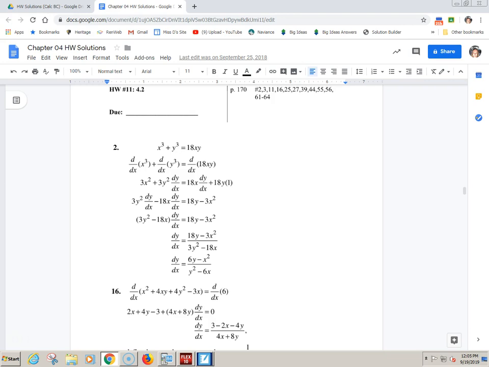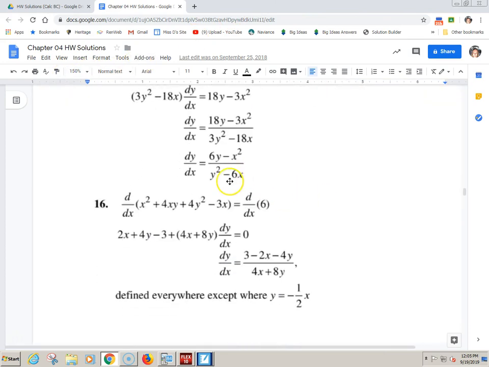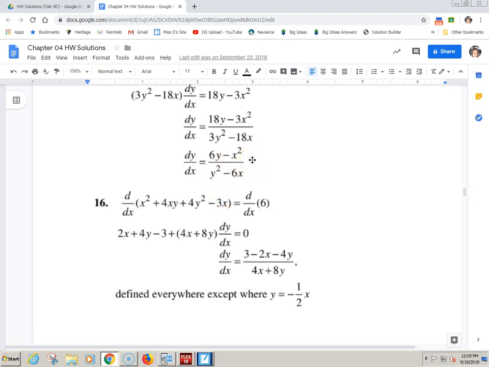Number 2. Oh my goodness, there's tons of work. Guys, can we just go to the very end and you guys ask about the ones you missed? Is that all right? Number 2, final answer is right here: 6y minus x squared, all over y squared minus 6x.